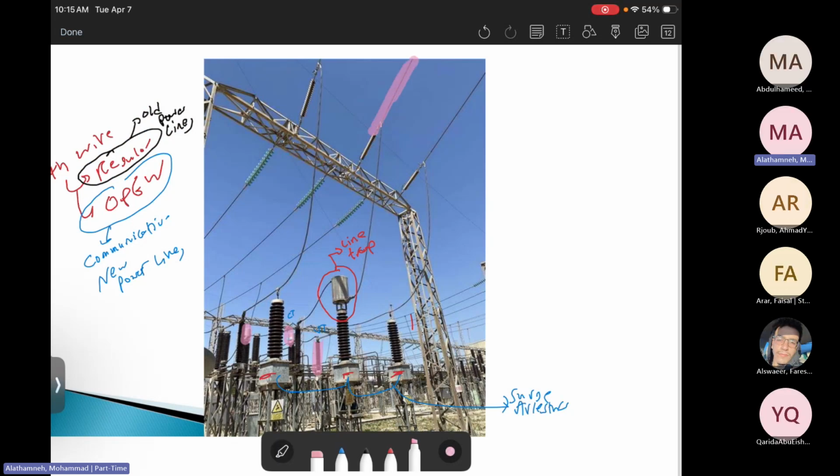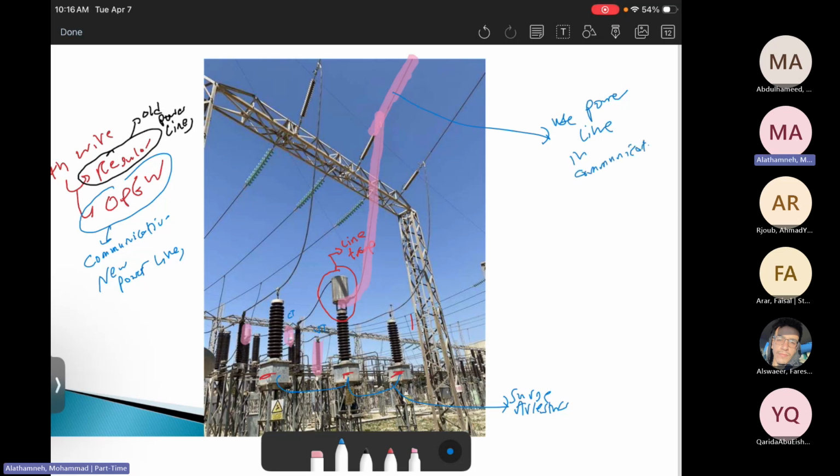So for example, use this power line for communication. Again, power line communication.